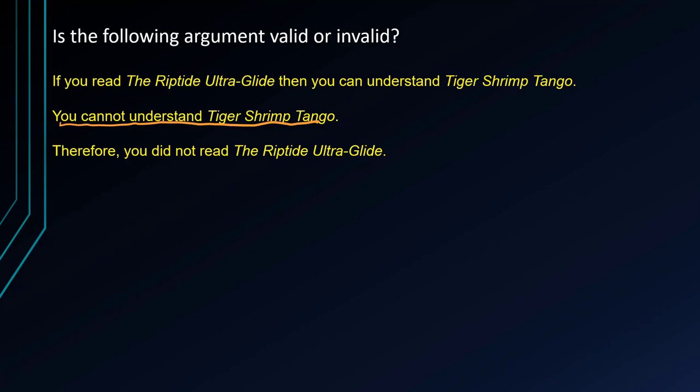If you read the Riptide Ultra Glide, then you can understand Tiger Shrimp Tango. You cannot understand Tiger Shrimp Tango, therefore you did not read the Riptide Ultra Glide. So, these two original statements, this if-then statement and this statement up here, are basically the two conditions. What we're assuming to be true, and we want to say that this is a natural consequence of these two statements both being true. So I need to first translate this into some statements I could make use of.